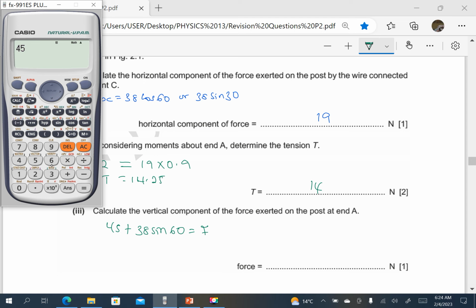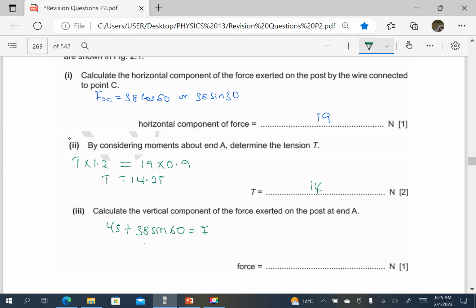So this will be 45 plus 38 sine 60, which is 77.9. So the vertical component of the force there is 77.9, which is approximately 78 newtons.